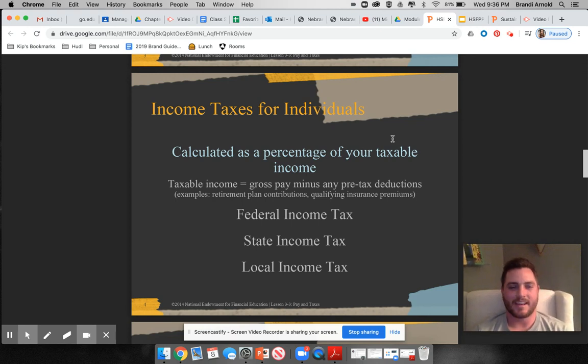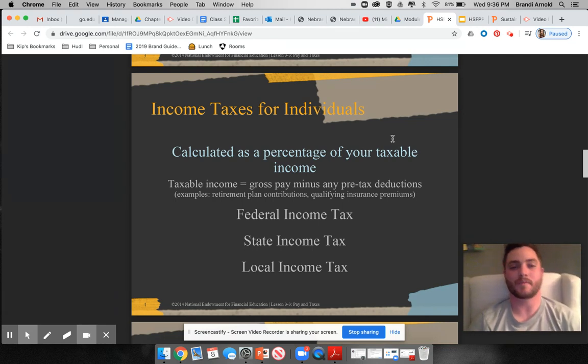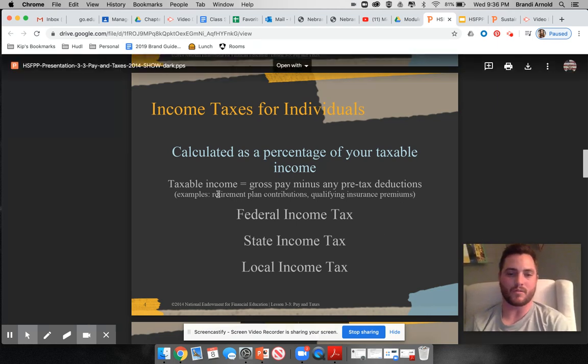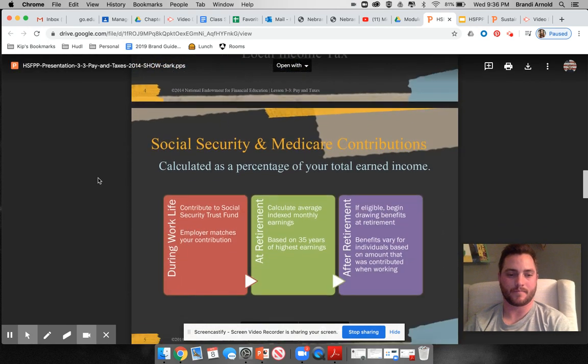So anyway, if you put money into retirement, you have less money to spend within that paycheck right then and there, but you now have $200 less that could be contributed to your taxes. So that's a big benefit for you when saving money in that way.